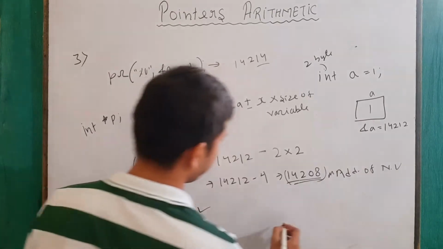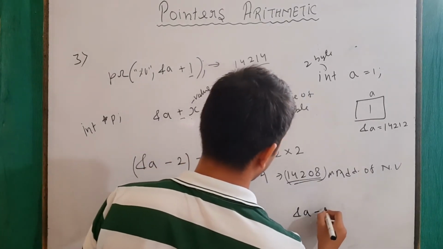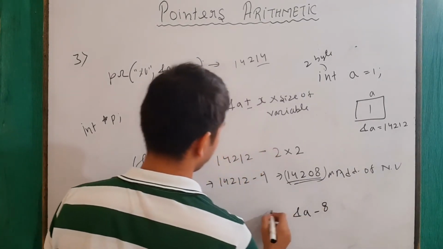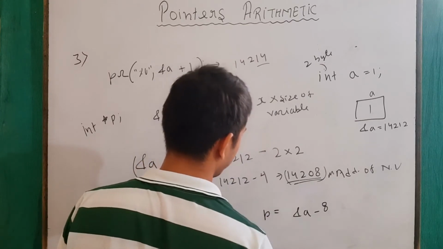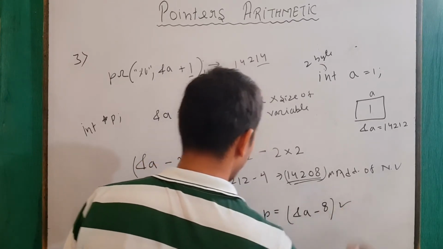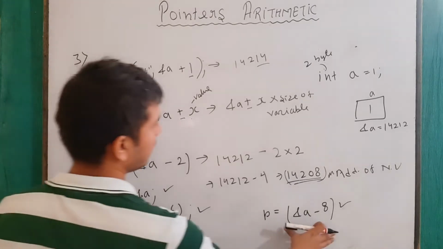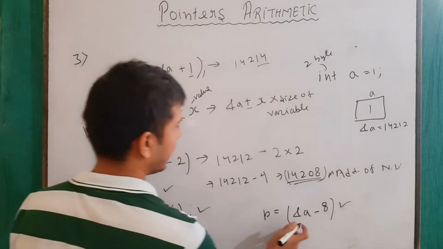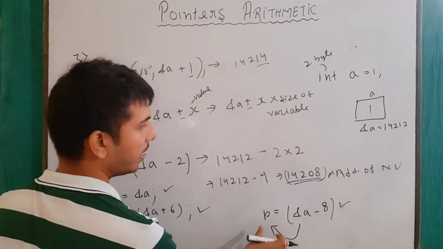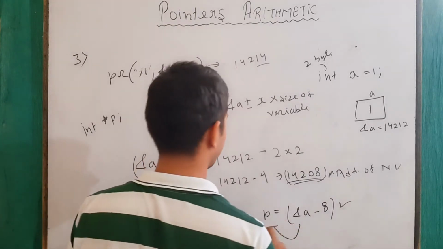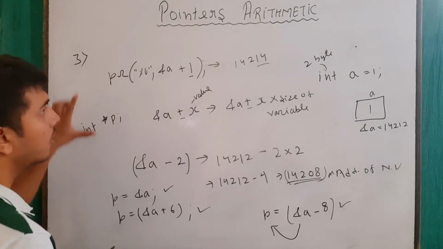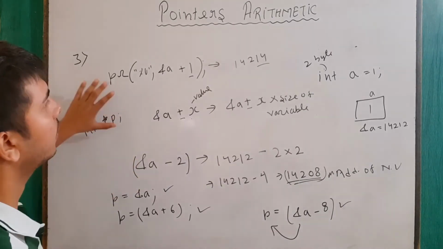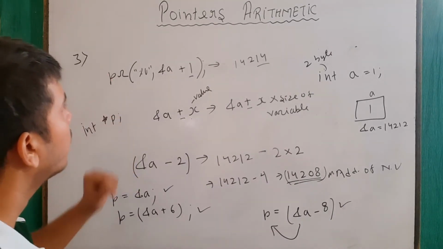Similarly, if I say &a - 8 and I am storing it in a single pointer, is it valid? Yes, it is valid, because whatever is coming is the address of a normal variable, and it is going to be assigned, and p can hold the address of a normal variable. So these 3 points tell a lot about pointer arithmetic.